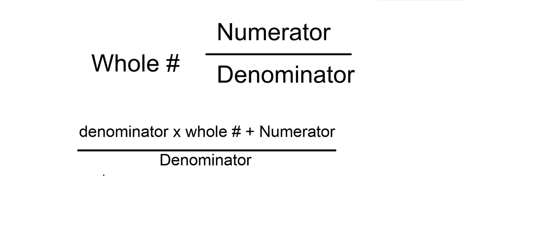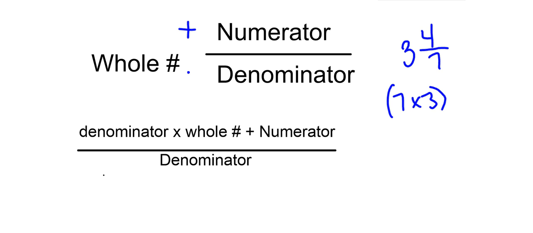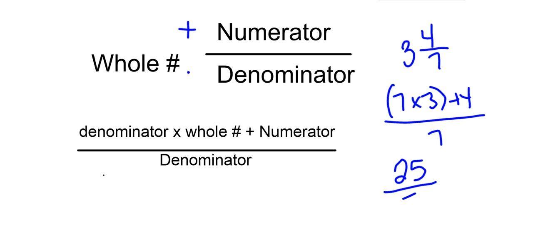First thing is just changing mixed numbers, or mixed fractions, into improper fractions. You're just simply going to do denominator times the whole number plus the numerator. So it's written out here: denominator times whole number plus numerator, all over denominator. So if I have 3 and 4/7, I'm going to take 7 times 3 plus 4, all over 7. So 21 plus 4 is 25. I have 25 over 7.